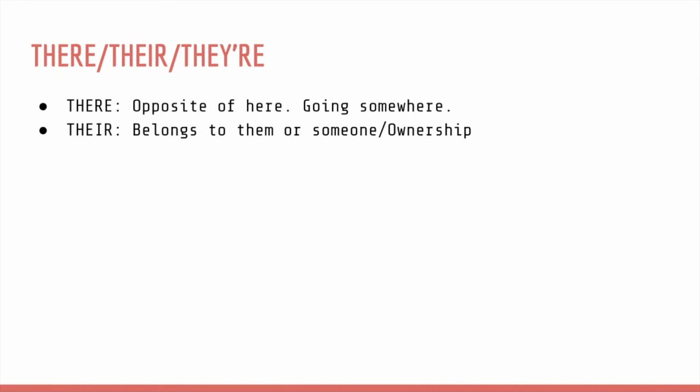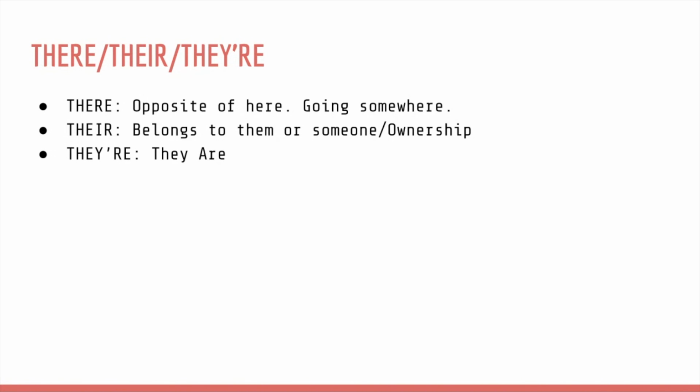Next one is the mistake that I see the most. It's there, their, and they're. I see this mistake the most. It's the most common one. So "there" with ERE is the opposite of "here." You're going somewhere. Like you're going there, right? You're going somewhere. The second one with the EI is also talking about ownership again. It belongs to them or someone, okay?